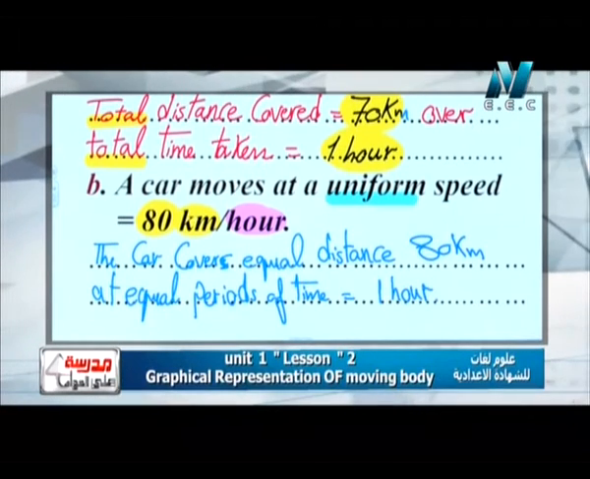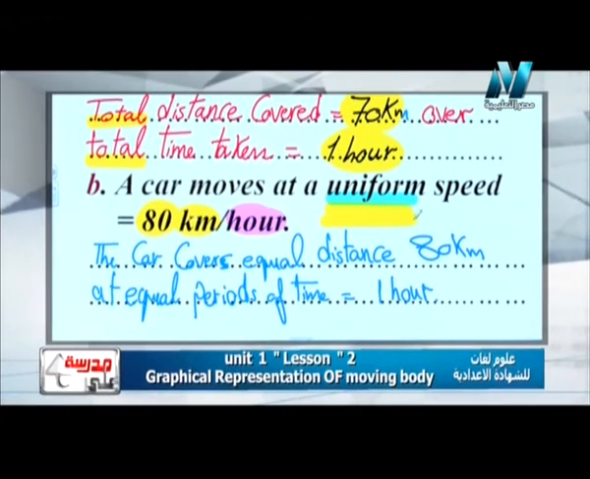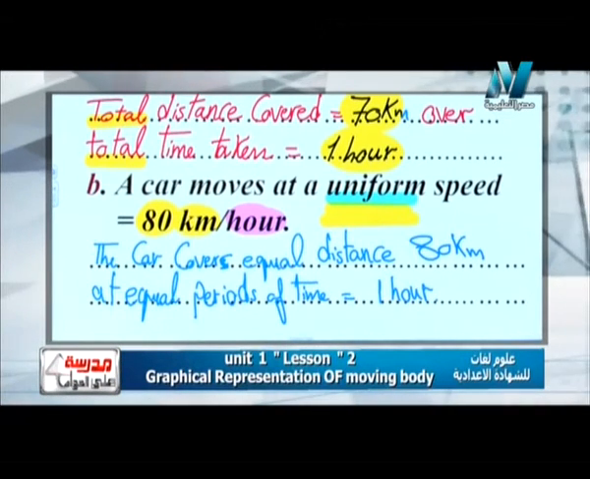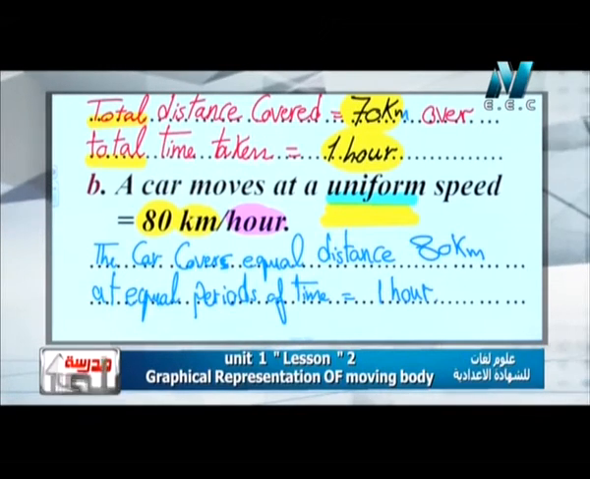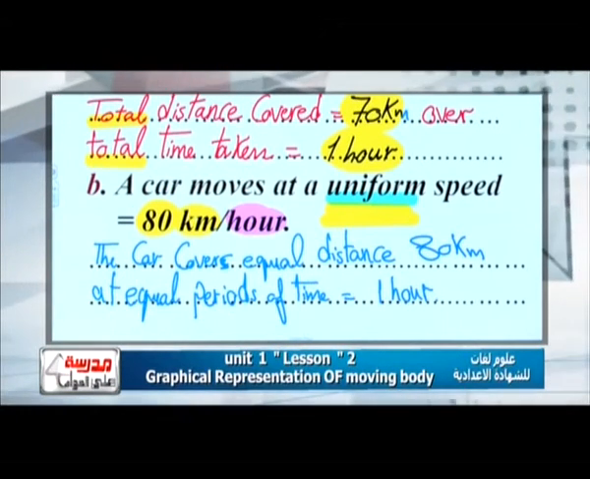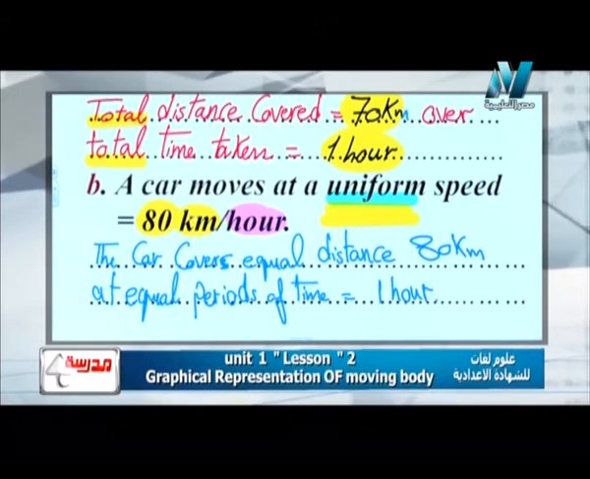Because what do we talk about? Uniform speed, and we have a number at the same time to put, and this number is speed, and the speed consists of or depends on distance and time.